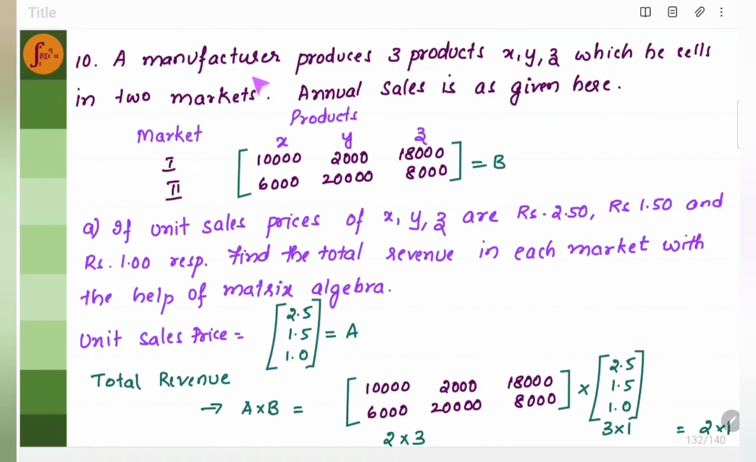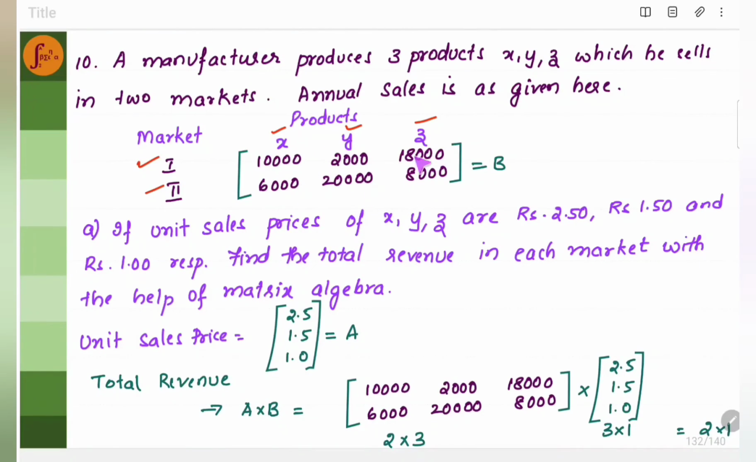Now let's take another matrix problem. This is coming from the miscellaneous problem section, right? A manufacturer produces 3 products X, Y, Z which he sells into 2 markets. Annual sales are given. There are 2 markets, market 1 and market 2. Annual sales of 3 products are given. Products X, Y and Z are the 3 products, and these are the sales numbers, right? Now, what we have to find out, if the unit sales prices of X, Y, Z are this much.